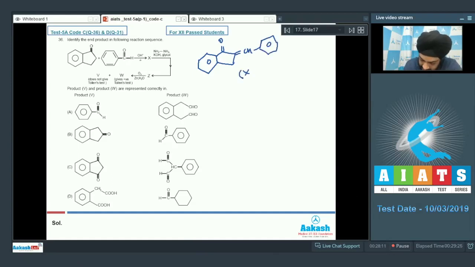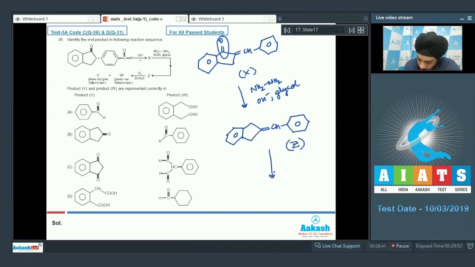So this is the compound X which is given to us in the question. Now this is allowed to react with hydrazine in presence of glycol and OH minus. So this is the Wolff-Kishner reduction which will convert this ketone into CH2. So we're going to have the formation of Z. So Z is represented by this structure.